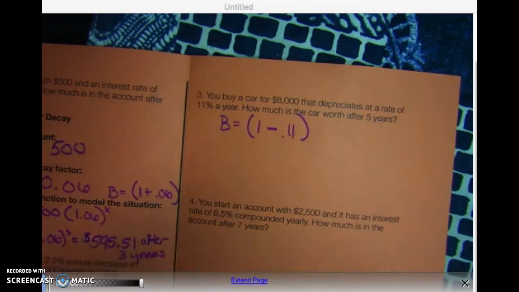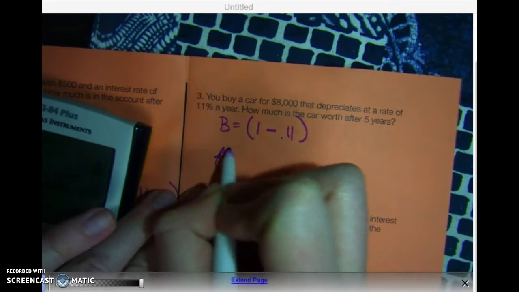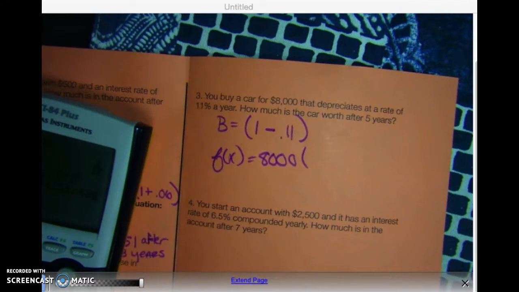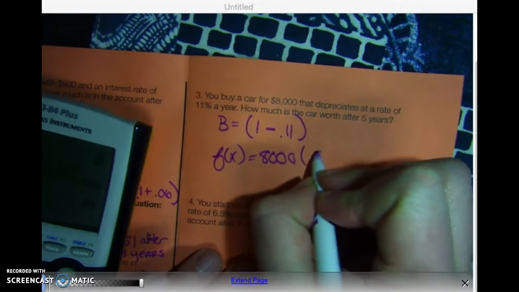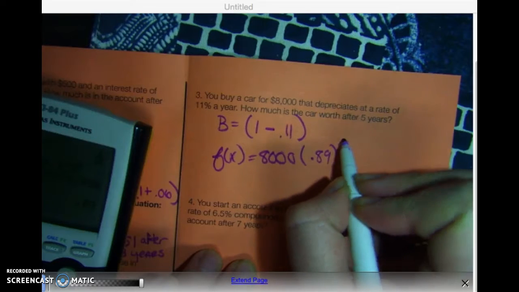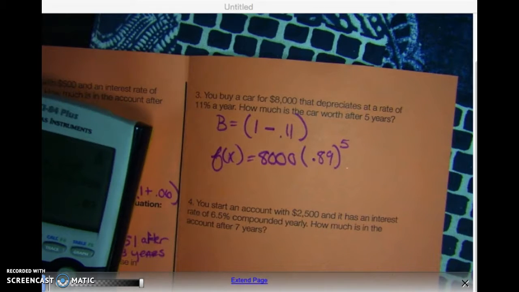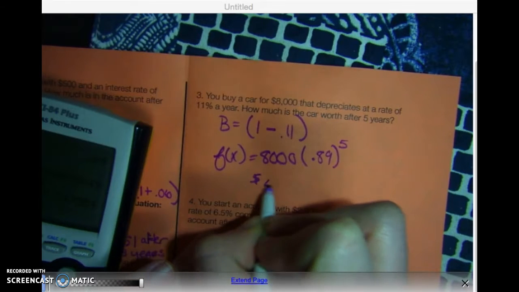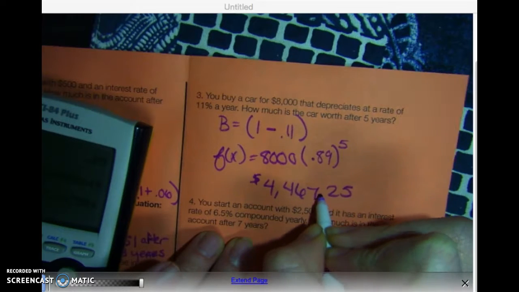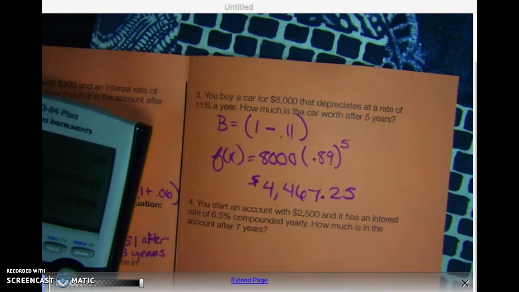I know I'm going to do 1 minus 11 hundredths. So my whole function, I'm going to have f of x equals 8,000 times 0.89. And what is my exponent going to be? The power of 5. And I'm going to get $4,467.25. Is everybody good with finding that B? You've got to look at your rate.